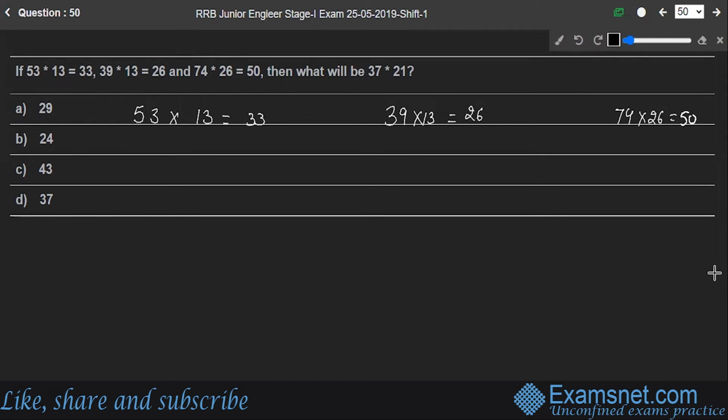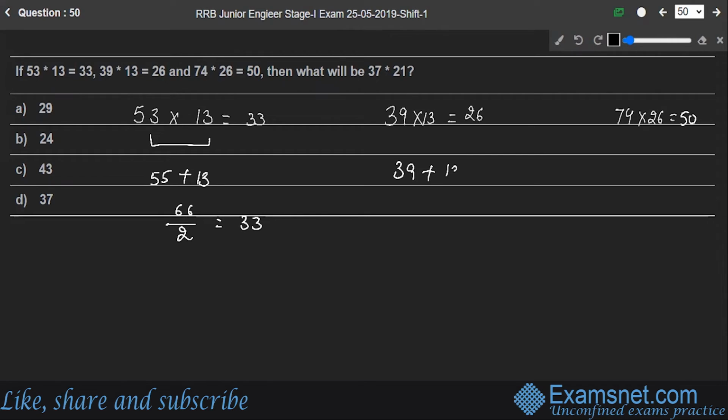Technically, they are not the answers. So that means some logic is being followed. Let's check with that logic. See if I add both of them, I get a 66. If I divide that with 2, I get a 33. Let's do the same thing here as well.